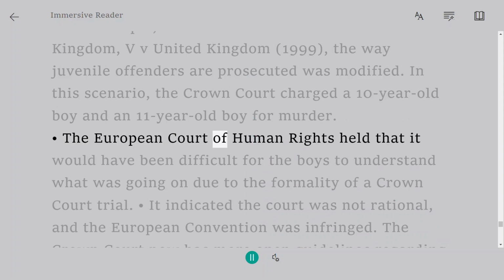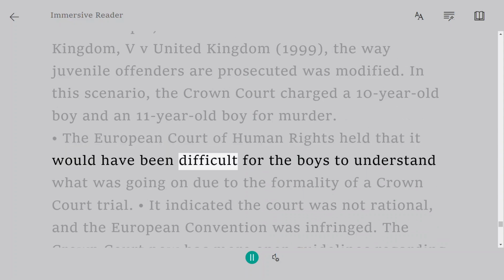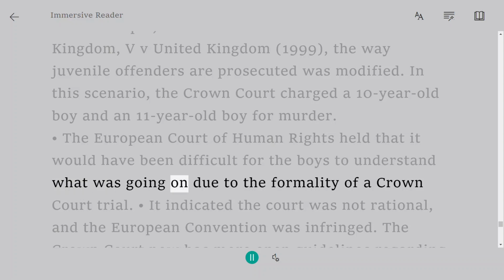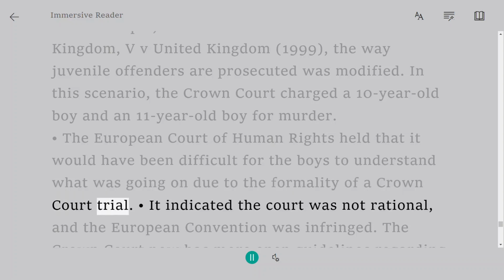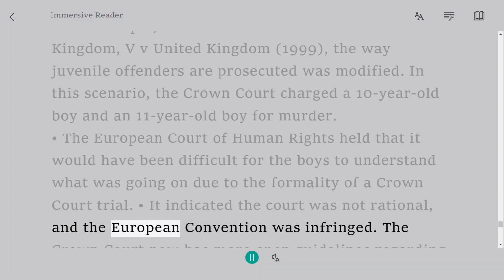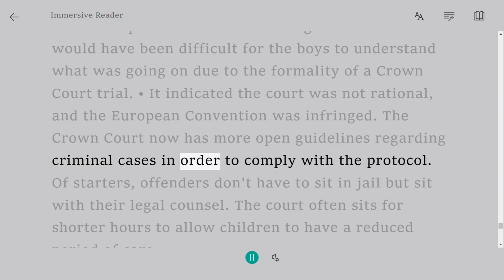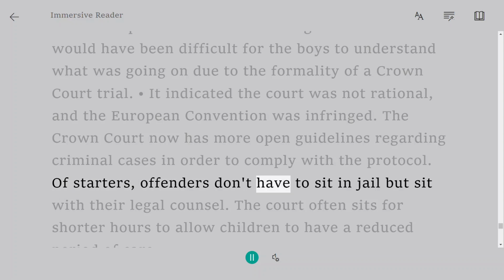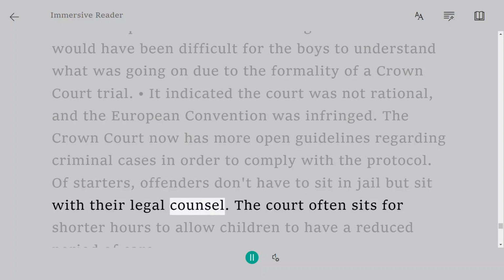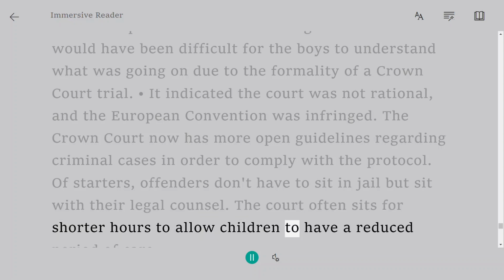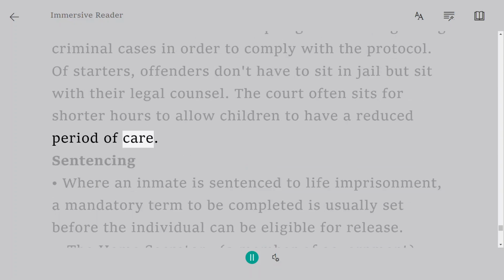The European Court of Human Rights held that it would have been difficult for the boys to understand what was going on due to the formality of a Crown Court trial. It indicated the court was not rational, and the European Convention was infringed. The Crown Court now has more open guidelines regarding criminal cases in order to comply with the protocol. For starters, offenders don't have to sit in the dock but sit with their legal counsel. The court often sits for shorter hours to allow children to have a reduced period of care.